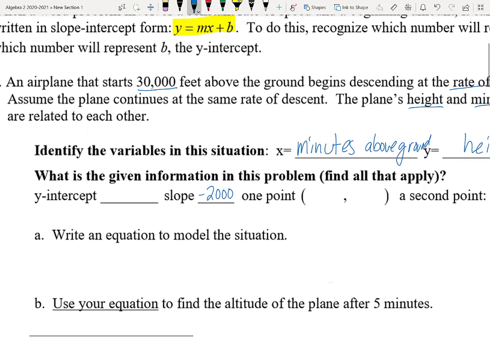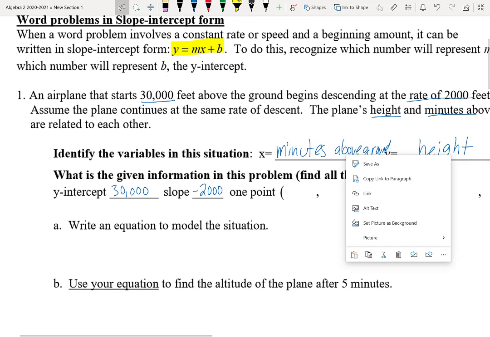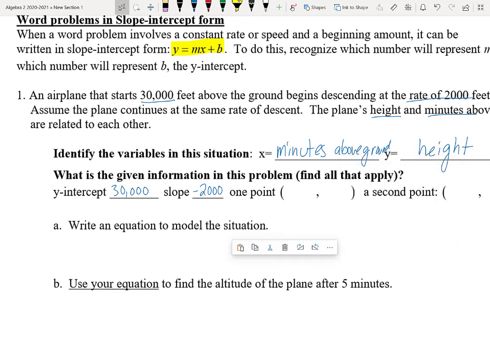The other thing that we're given is that we're starting at 30,000 feet, which is going to be our y-intercept. So 30,000 is our y-intercept, that's our b value, and then negative 2,000 is our slope. That's going to be our m. So pretty straightforward to write our equation. y equals negative 2,000x plus 30,000. And that's going to be our equation.